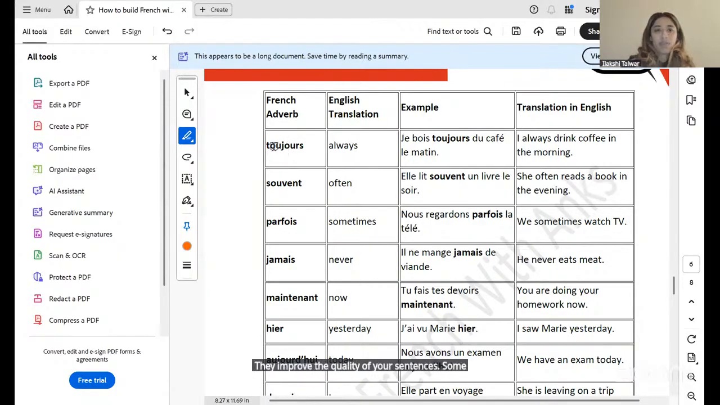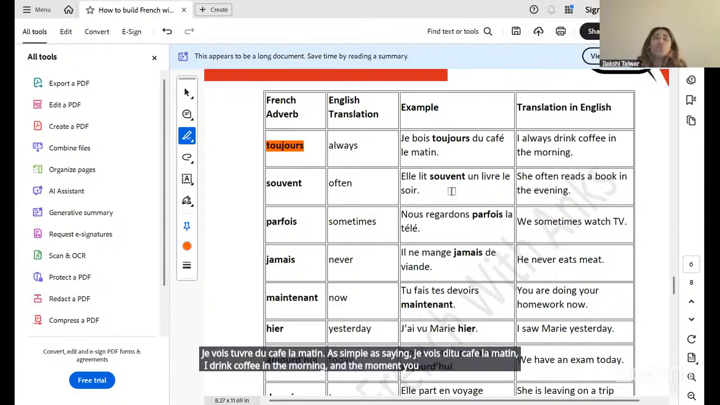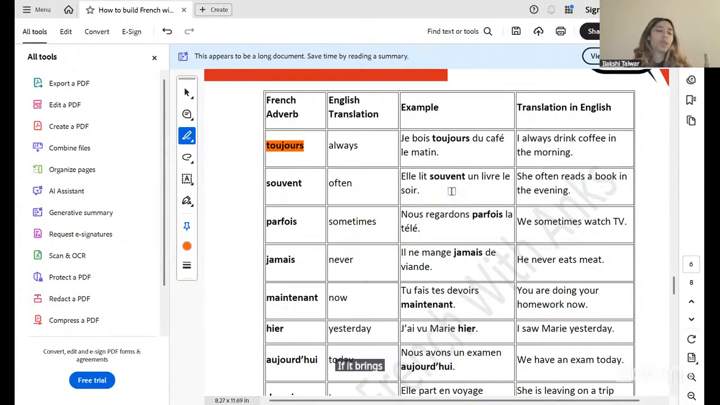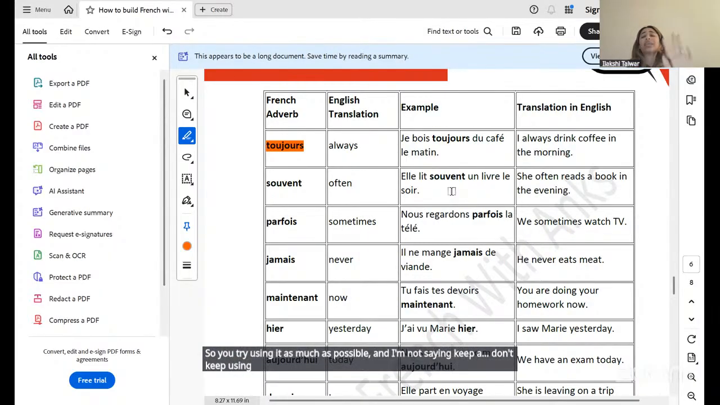Some common adverbs: "toujours", which means always. Je bois toujours du café le matin. It is as simple as saying "je bois du café le matin", I drink coffee in the morning. And the moment you say "je bois toujours du café le matin", it brings a very nice expression in your voice. It's good vocab to add, and it improves the quality of your sentence. So try using it as much as possible. I'm not saying don't keep using "très" everywhere, but there are so many more that you can use.